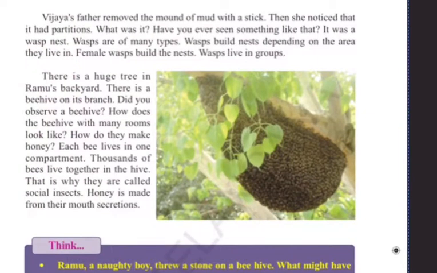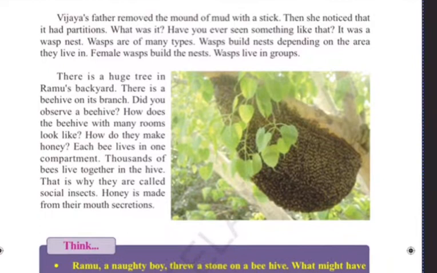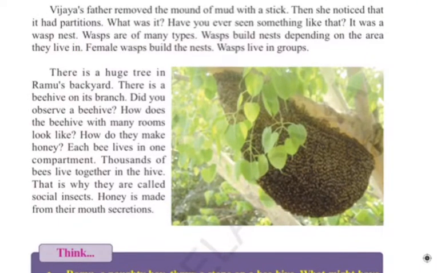Vijaya's father removed the mound of mud with a stick. Then she noticed that it had partitions. Underline the word partitions. What was it? Have you ever seen something like that? It was a wasp nest.